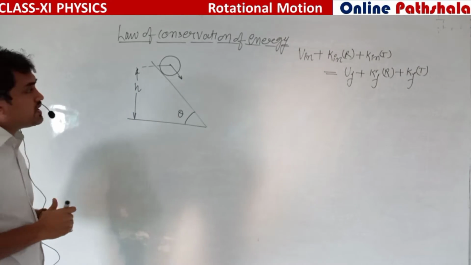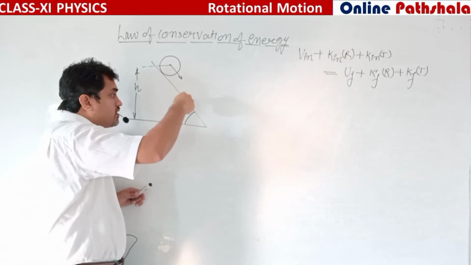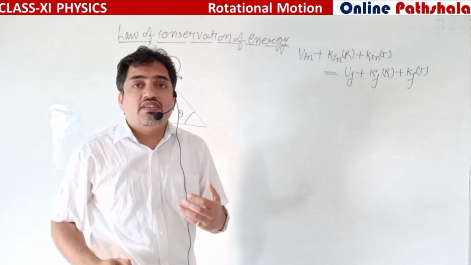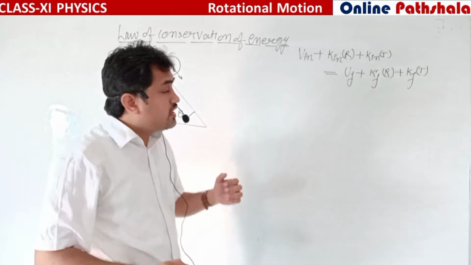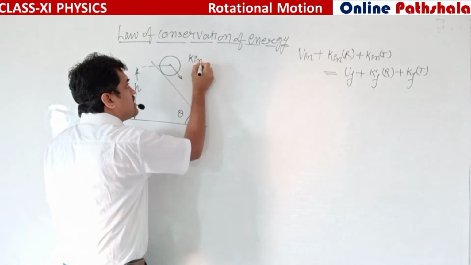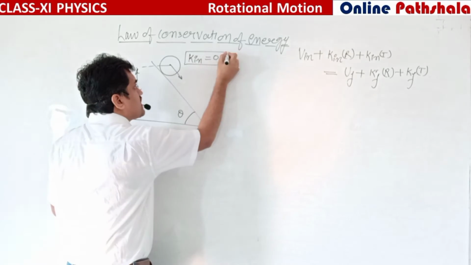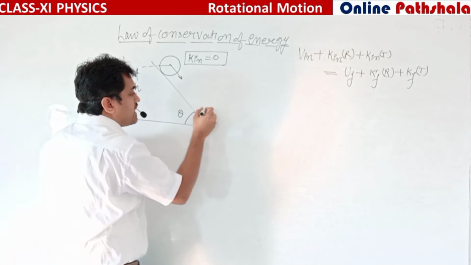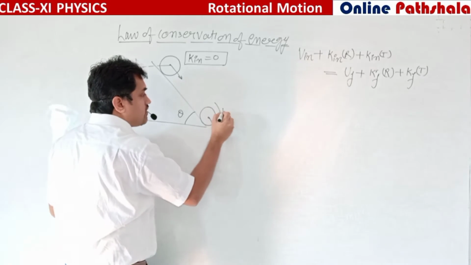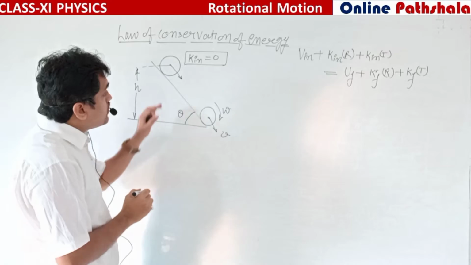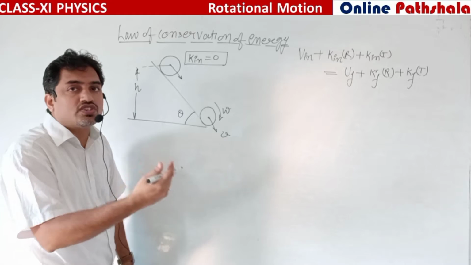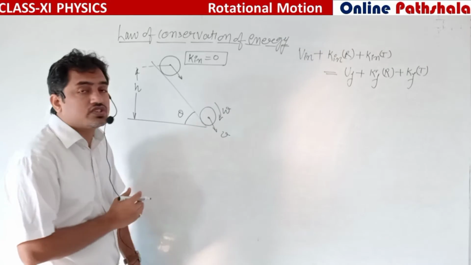If this circular body is rolling down, it will gain rotational kinetic energy as well as translatory kinetic energy. Its initial kinetic energy is equal to 0, and at the bottom let us consider the velocity v and angular velocity omega. So all potential energy will convert into translatory kinetic energy plus rotational kinetic energy. So we can use conservation of energy here.